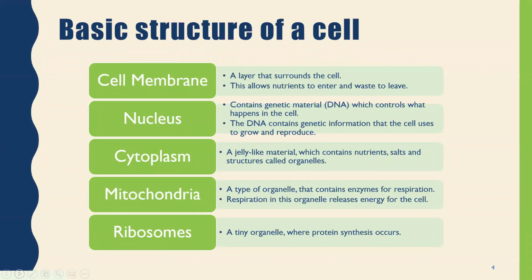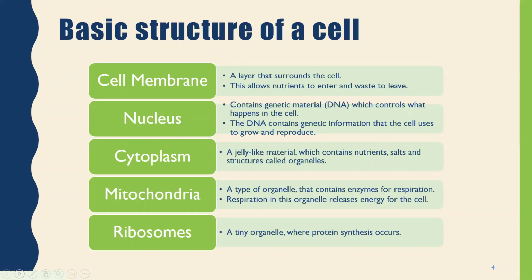Another structure that we have within the cell is the nucleus. This is often known as the powerhouse of the cell or the brain of the cell. Its function is that it contains genetic material or DNA, which controls what happens in the cell. The DNA in the nucleus contains genetic information that the cell uses to grow and reproduce. Hence why the nucleus is often seen as the brain or powerhouse, as it controls everything that happens in the cell.